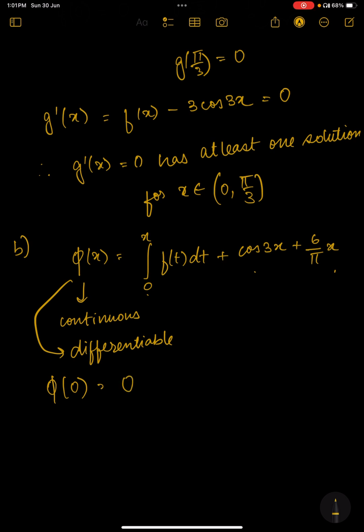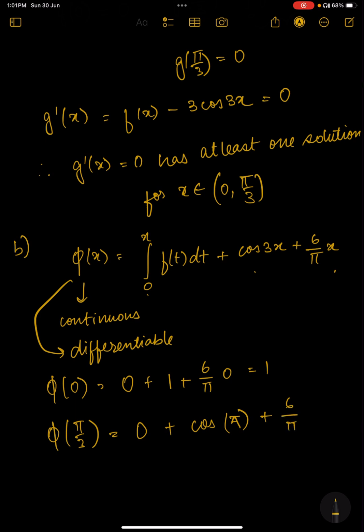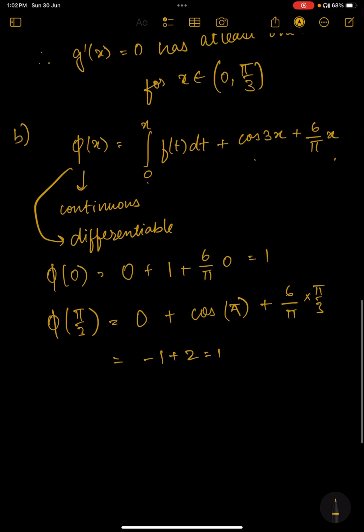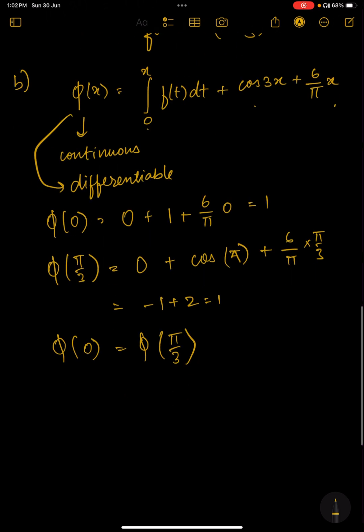So the integral over 0 to 0 is 0, plus cos 3x, cos 0, is 1, plus 6 by pi into 0, which is equal to 1. And we'll check for phi of pi by 3. Now this integral is given to us, so it is equal to 0, and this is nothing but cos pi, my bad, cos pi plus 6 by pi into pi by 3. So this is minus 1 plus 2, which is equal to 1. So phi of 0 is equal to phi of pi by 3. So all three conditions are satisfied.